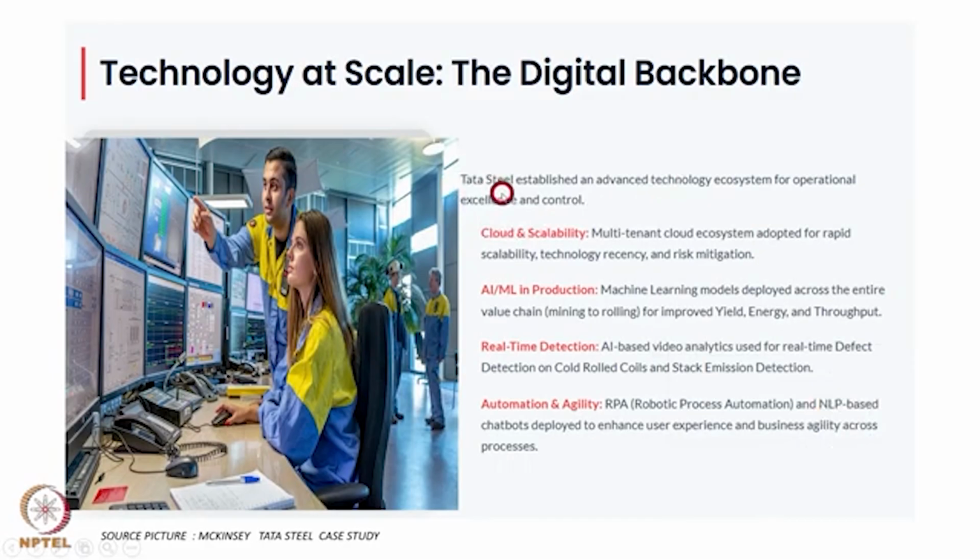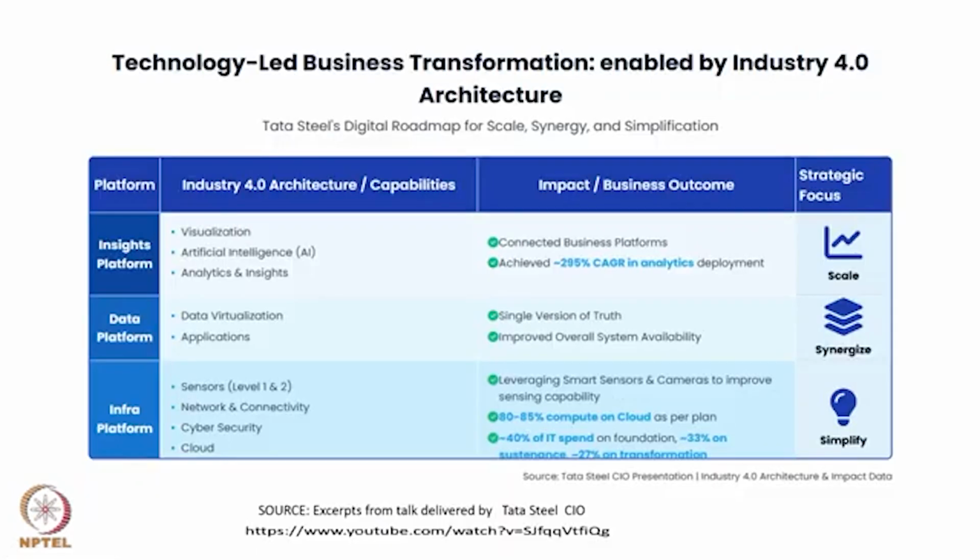So what are the key initiatives of Tata Steel? Tata Steel established an advanced technology ecosystem for operation excellence, cloud and scalability, AI and machine learning in production, real-time detection and automation and agility. This is a picture which I have tried to customize based on the discussion and talk given by their CIO in one of the forums. And if you would like to listen to the talk, this is a 30-35 minute talk. It is available on YouTube.